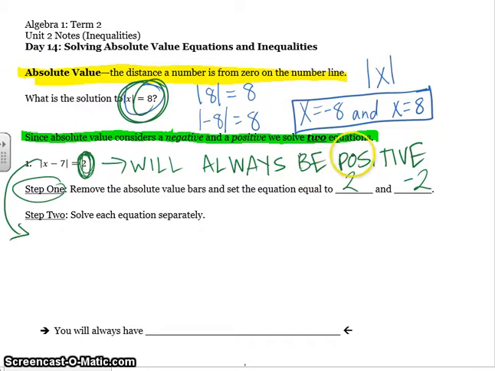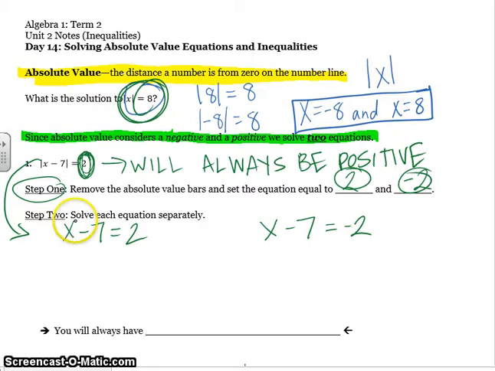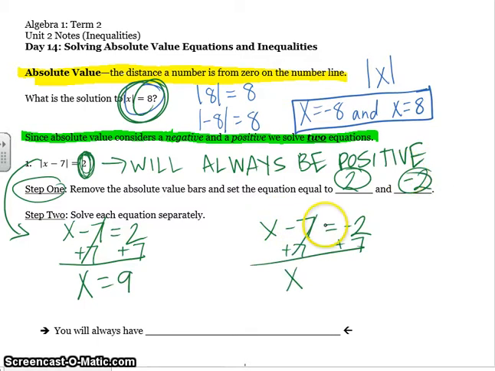Step 2, solve each equation separately. We're solving the equation x minus 7 equals positive 2, and then x minus 7 equals negative 2. Then you solve just as you've been doing for years. These both are one-step linear equations. Add 7 to both sides, so we'll get x equals 9. Add 7 to both sides as well, so we get x equals negative 2 plus 7, which is 5. So these are our two solutions: x equals 9 and x equals 5.